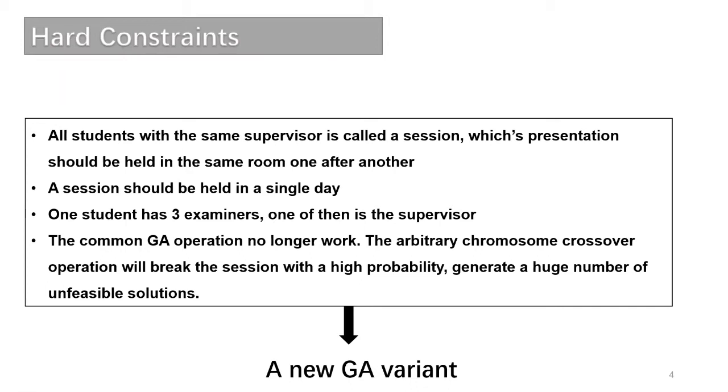So the traditional GA operation no longer works, because the random crossover operation will break the session with a high probability, and therefore generate a huge number of unfeasible solutions. That's why we want to design a new genetic algorithm approach to solve this special case. Our project actually uses the Excel VBA programming language, which allows the university staff to use this program easily.